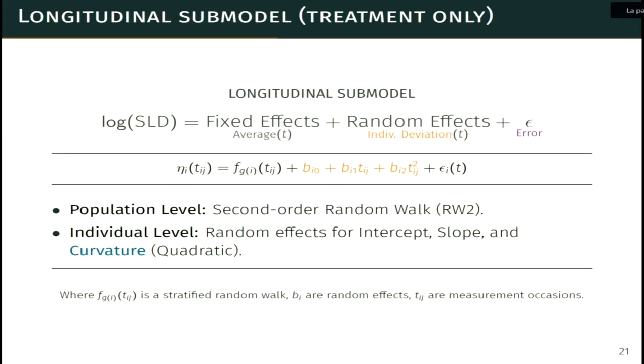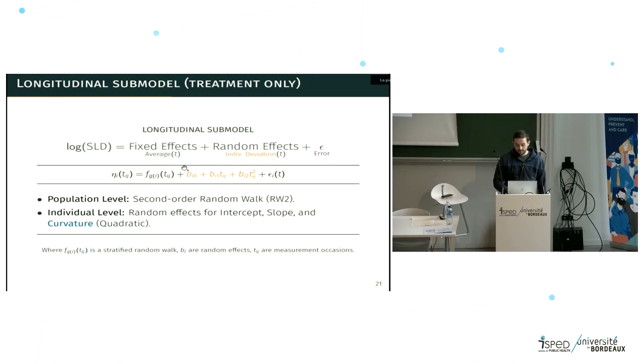Okay, a bit more information about the model of interest. For the longitudinal part, I just mentioned fixed and random effects. Let's dig a bit into it. I propose to have a second-order random walk for the average trajectory, so not the standard fixed effects. The idea of the random walk is to let the data speak. We have a smoothness constraint, but we will capture the average trajectory of tumor size conditional on treatment.